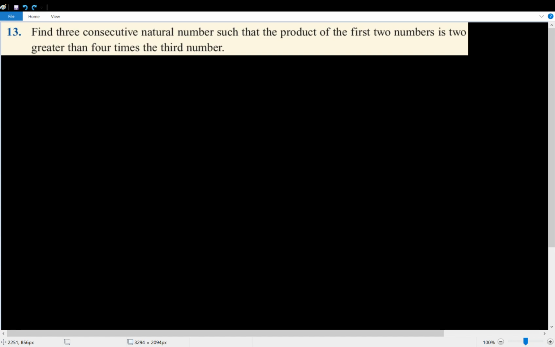We need to get an expression for three consecutive natural numbers that we can write out. So if we call our first number x, the next consecutive number after x would be x plus 1, and our next consecutive number after that will be x plus 2. Okay, so now we've got our three numbers in terms of x.